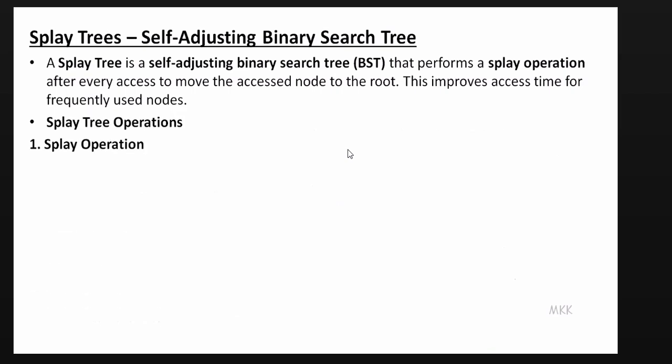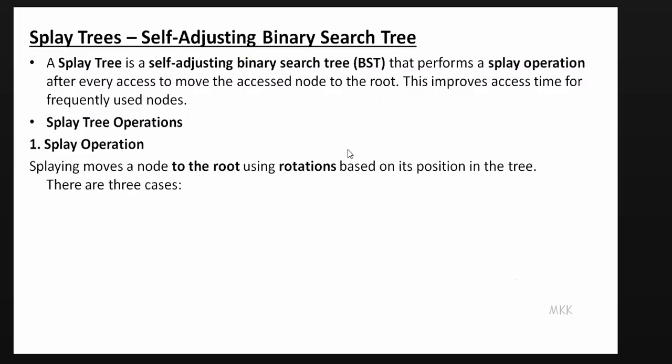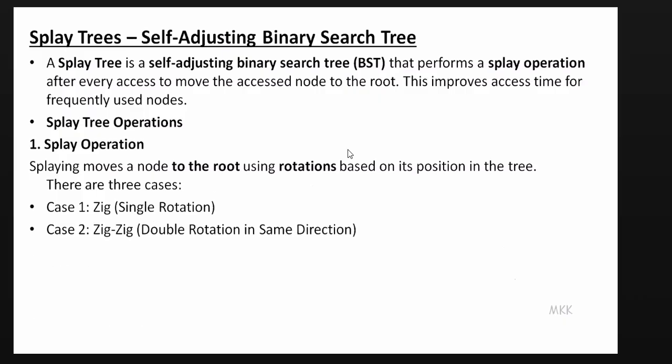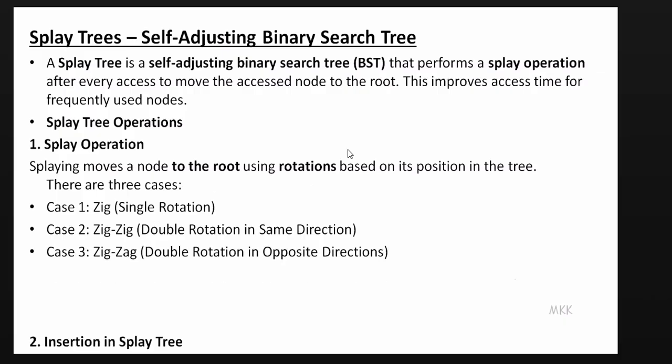Generally, what are splay tree operations? The splay operation means it will move a node to the root using rotations based on its position in the tree. There are three cases. Case 1, zig, which is a single rotation. Case 2, zig-zig, double rotation in the same direction. Case 3, zig-zag, double rotation in the opposite direction.